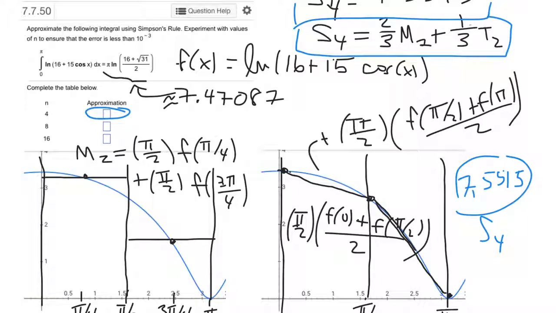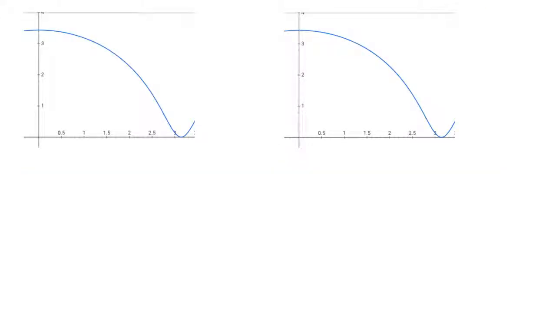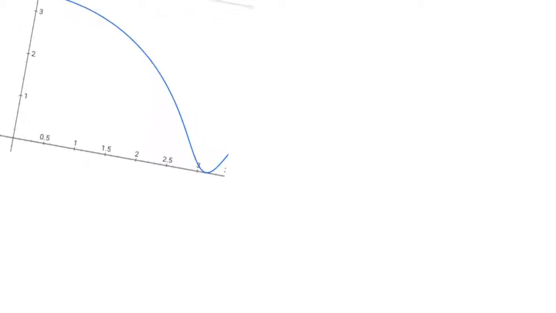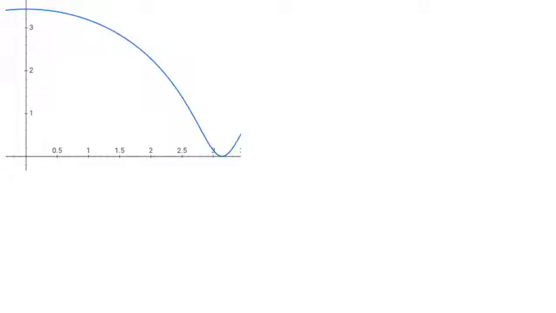Okay, so let me try one other one. Maybe I'll just do one and just tell you what the answer is to the other one, because this is very cluttered. So here I have 2 pictures. I'm going to get rid of one of them. And let's suppose that I want to do the S8 calculation. And so I know that is 1/3 of the T4 calculation plus 2/3 of M4. So I need T4 and M4.